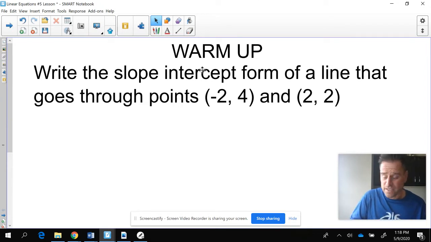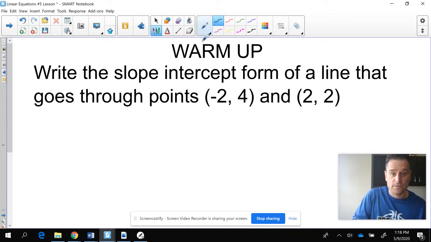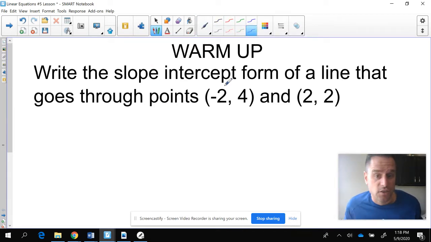What I'd like you to do is, if you'd like, pause this video right now and try this problem on your own. I say go for it. And if you don't, and you just want to follow along with me, that's perfectly fine too. Let's get right to it. So it says, write the slope-intercept form of a line that goes through points (-2, 4) and (2, 2).